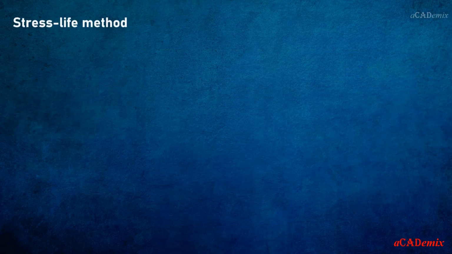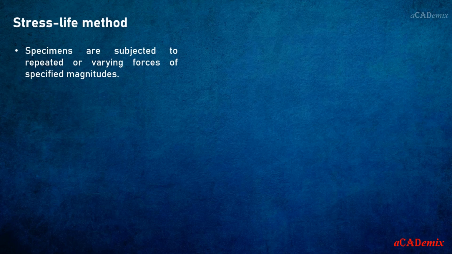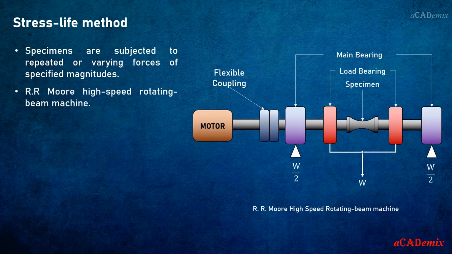To determine the strength of materials under the action of fatigue loads, specimens are subjected to repeated or varying forces of specified magnitudes, while the cycles or stress reversals are counted to destruction. The most widely used fatigue testing device is the R.R. Moore high-speed rotating beam machine.